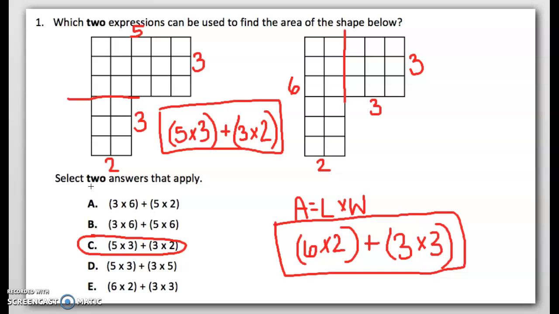And remember, we're selecting two answers, so we're going to try to find which answer choice is 6 times 2 plus 3 times 3. So 3 times 6 plus 5 times 2 would not be your answer. 3 times 6 plus 5 times 6 also would not be your answer. 5 times 3 plus 3 times 5, not our answer. And last but not least, 6 times 2 plus 3 times 3 matches the answer we found together. So C and E would be our answers to this problem.